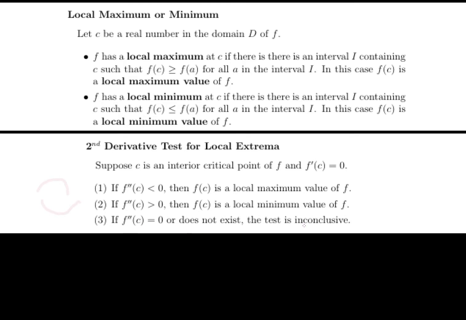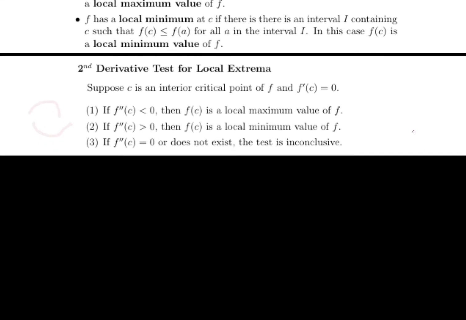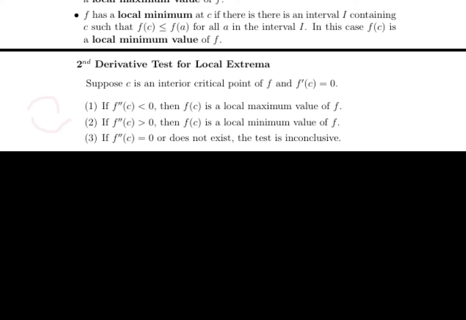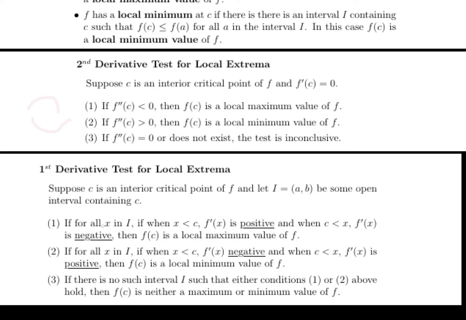If the second derivative is 0 or doesn't exist, then the test is inconclusive, and that's what gives us the first derivative test. If we can't use the second derivative test, we can go to the first derivative test and just compare. Was it increasing before and decreasing after? Then we've got a max. If it was decreasing and then increasing, it must be a min. If it doesn't, then it's not a max or min, or possibly it changes concavity but is not a max or min.